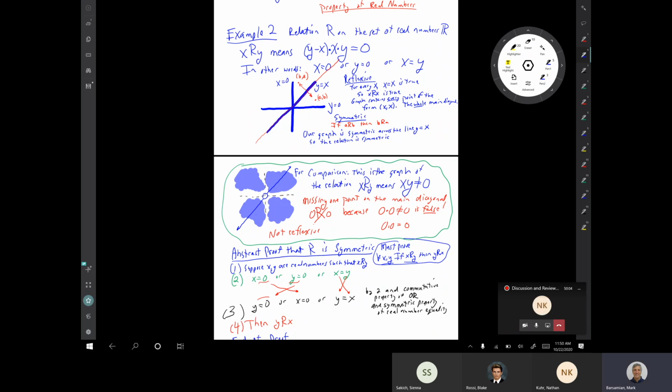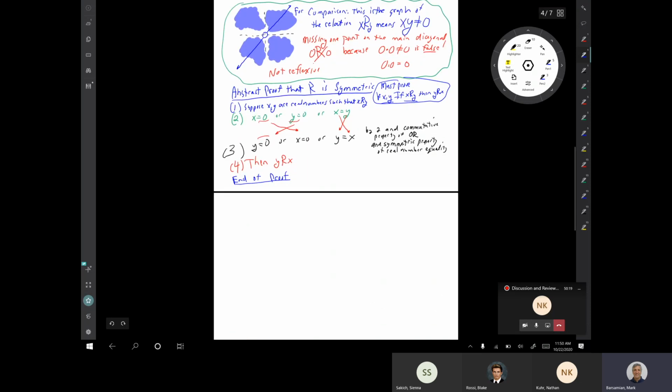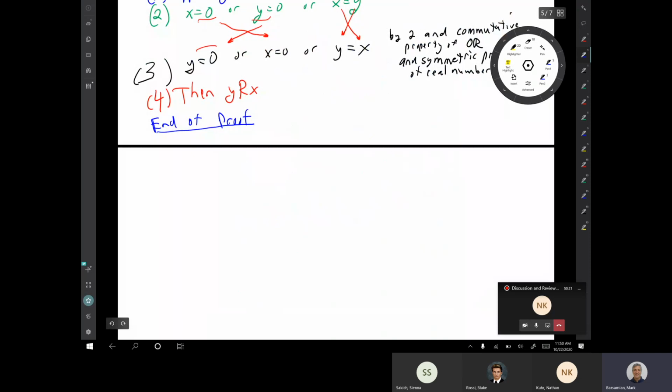Now remember, a proof that a relation does not have a property has to be a counterexample, because the statement that a relation has some property is a universal statement: for all blah. Well, actually, let's just write some stuff down.